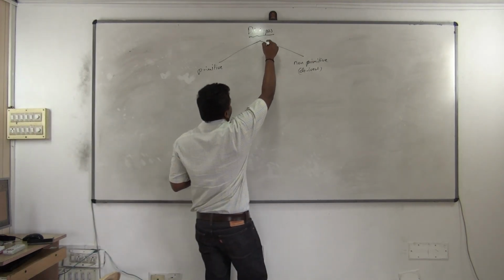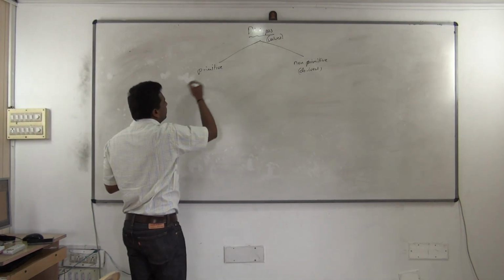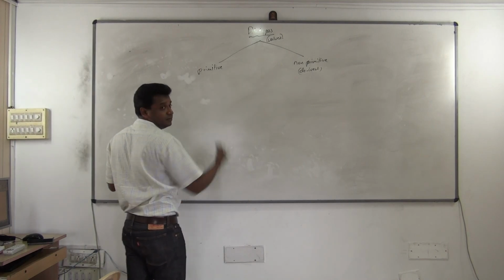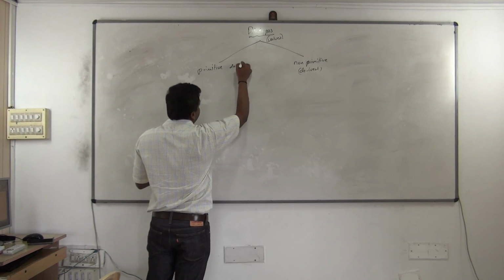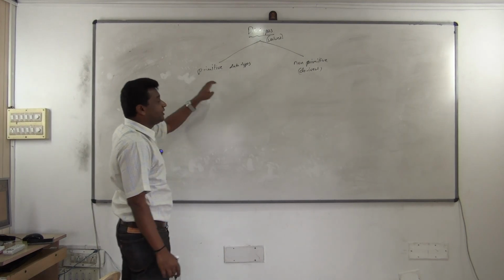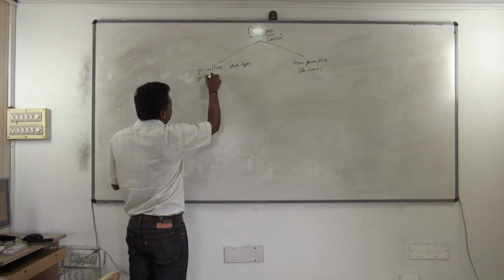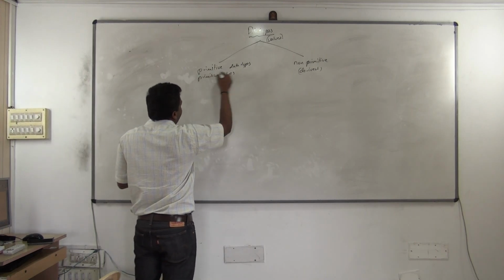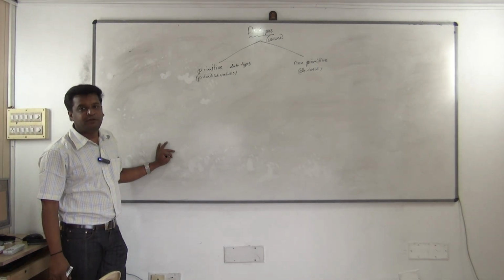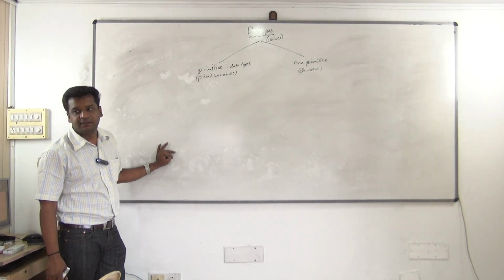Now primitive data types. Primitive data types are used for storing what type of values? Primitive values. They are designed for holding primitive values. Now how many types of primitive values are there? Can you guess?